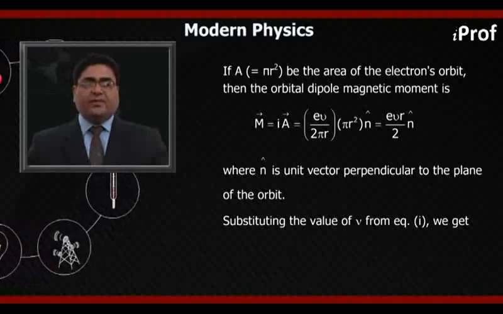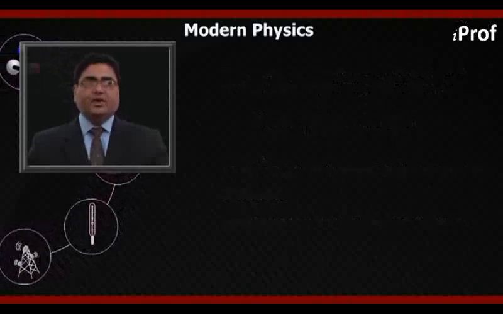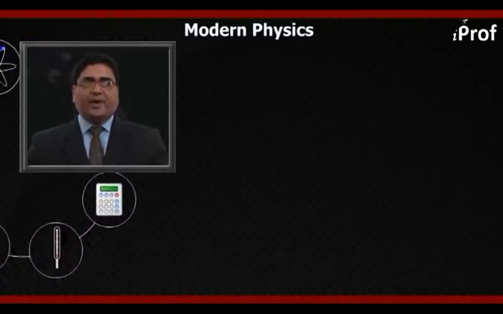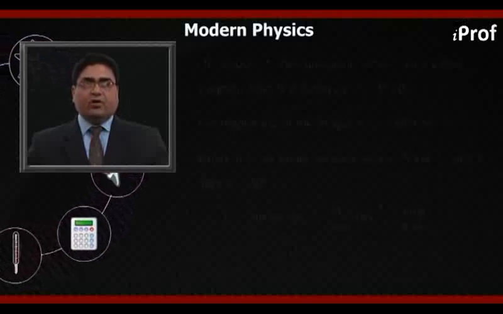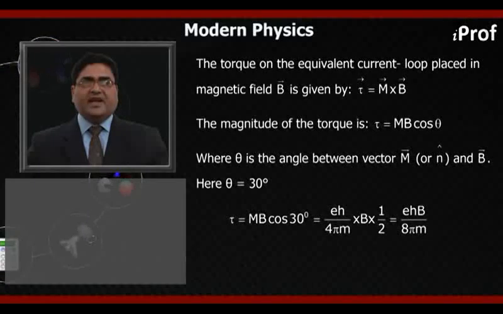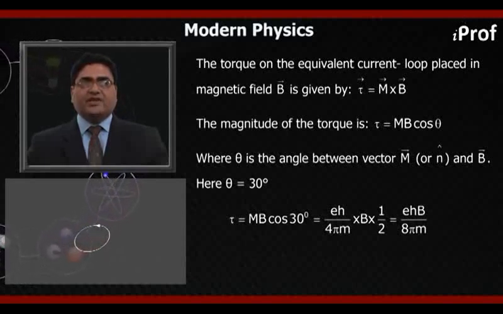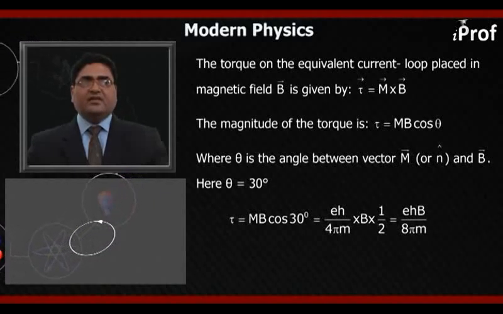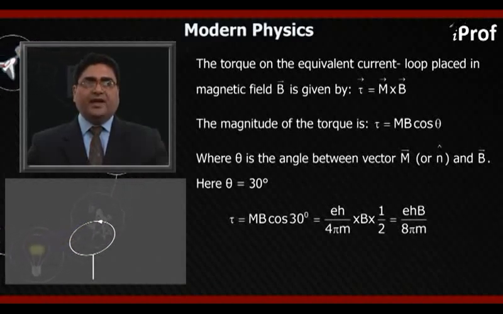Substituting the value of v from equation 1, we get M = eh/4πm n̂. Second, the torque on the equivalent current loop placed in magnetic field B is given by τ = M × B. The magnitude of the torque is τ = MB sin θ, where θ is the angle between the vector M or n̂ and vector B. Here θ = 30 degrees, therefore torque = MB sin 30° = (eh/4πm) × B × 1/2 = ehB/8πm.